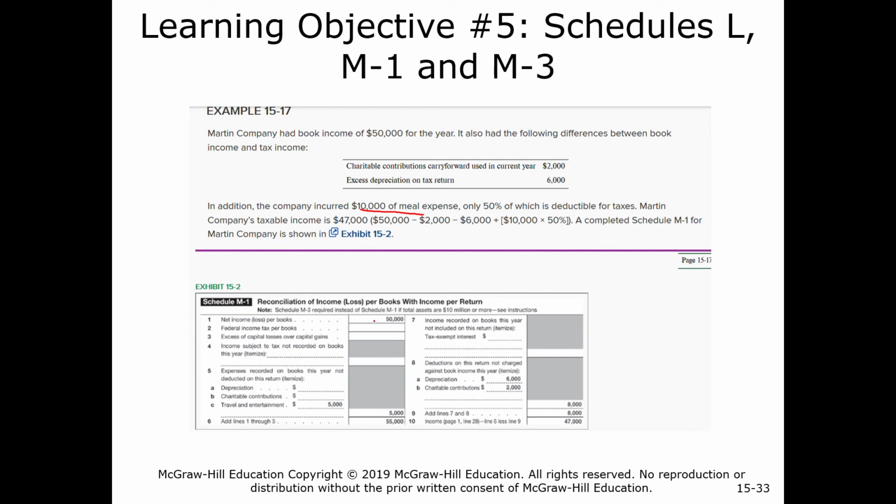So in essence, this 50,000 comes from the income statement, and the 47,000 should equal our taxable income on page 1 of Form 1120.